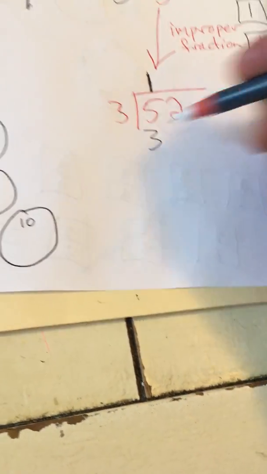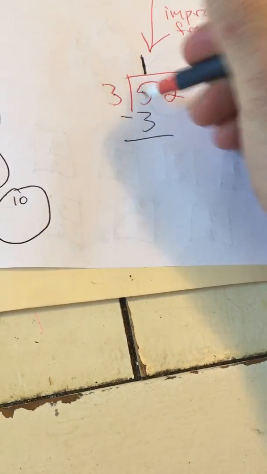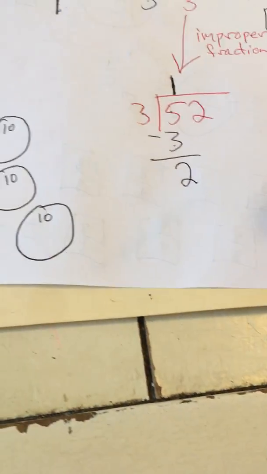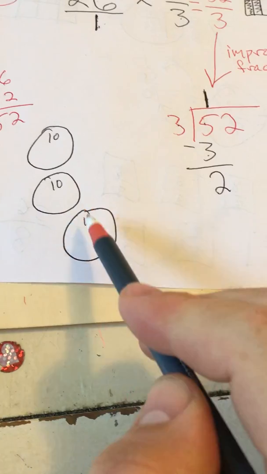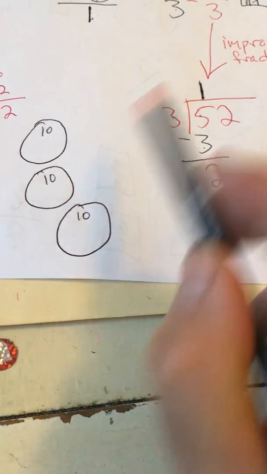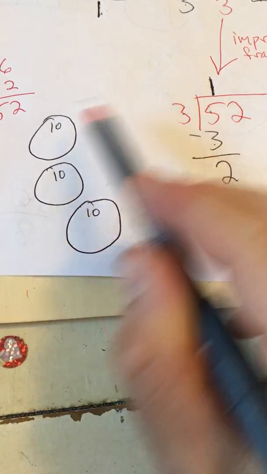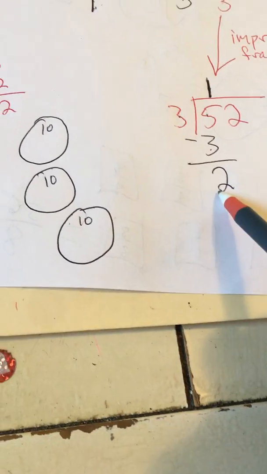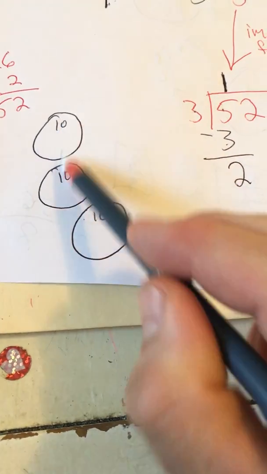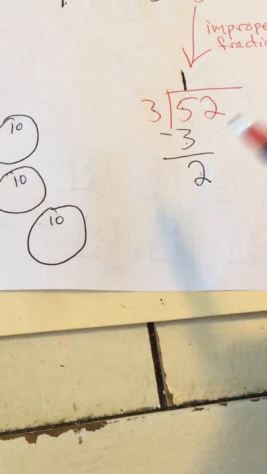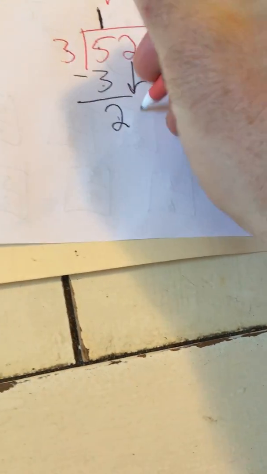So 1 times 3 is 3. 5 tens minus 3 tens are 2 tens. So just like this, we put a 10 into each group. That's what 1 in the tens place stands for. And then there's 2 tens left because there are normally 50 and there's 10, 20, 30. So now we have 40 and 50 that are left. Then you bring down the 2.